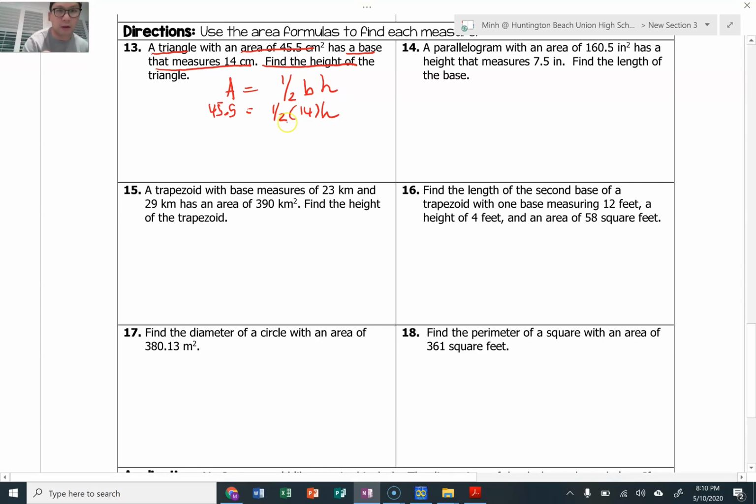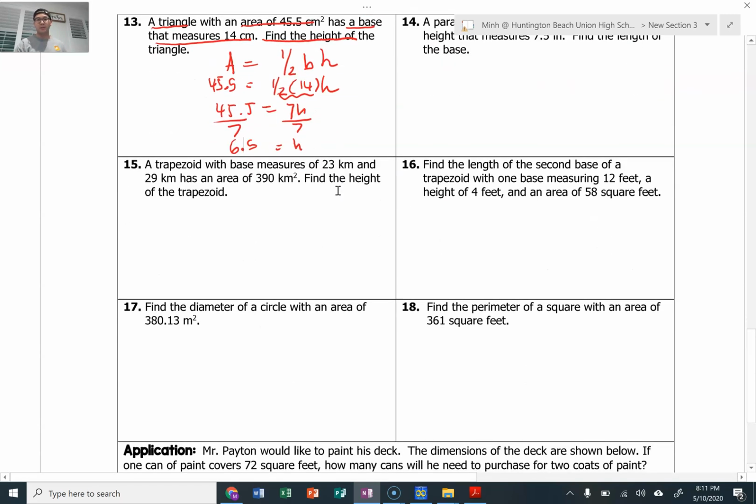So do a little algebra. Let's clean this side up. So that's going to be 45.5. Half of 14 is going to be 7h. Then we're going to divide both sides by 7. So h, when you go 45.5 divided by 7, that's going to be 6.5. All right. Cool. Let's do one more word problem to help you guys out.